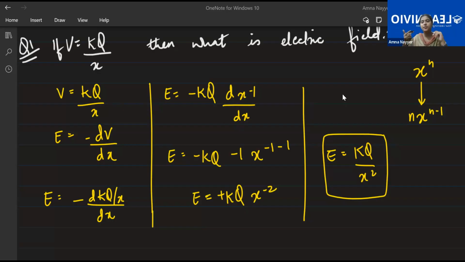Second was the negative sign. The significance of the negative sign was that it told us that the electric field is in the direction where the potential decreases.